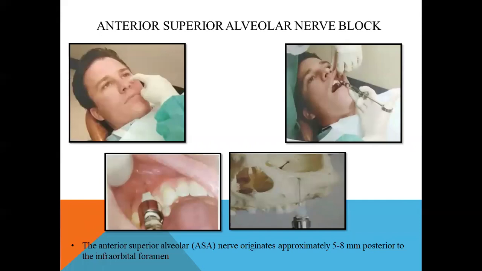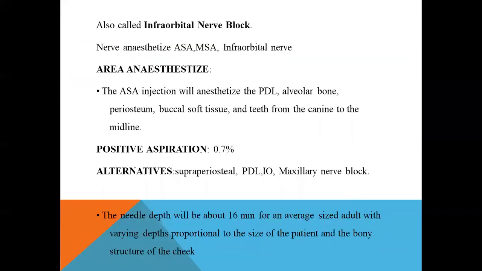It originates approximately 5 to 8 mm posterior to the infraorbital foramen, whereas MSA will originate 10 mm posterior to the infraorbital foramen. So just remember these two terms. It is also called the infraorbital nerve block. The nerves anesthetized will be ASA, MSA, and the infraorbital nerve.